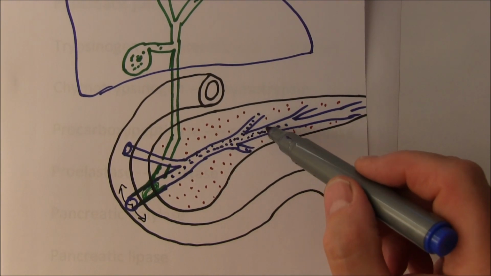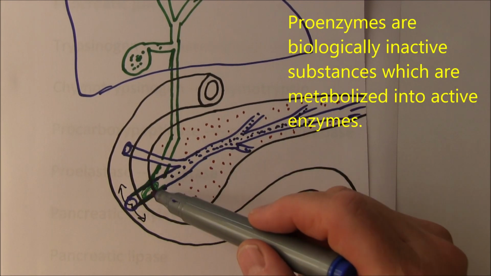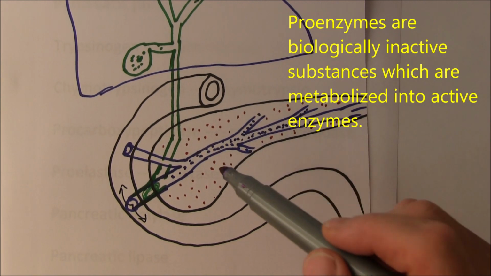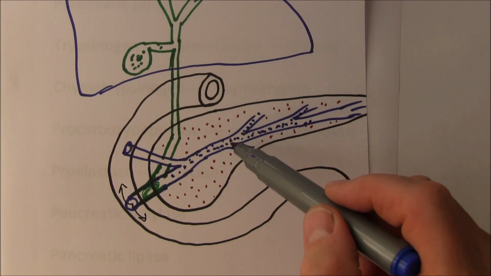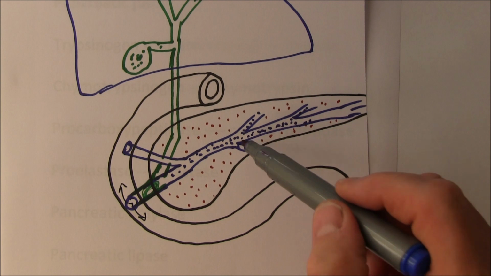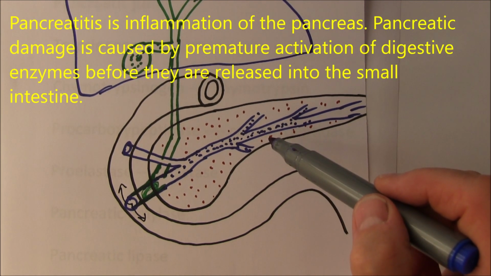Now we'll see that these are produced as proenzymes, inactive enzymes, but if there's an obstruction, then these enzymes can become activated, and that can mean that the pancreas will start digesting itself. This is a remarkably painful condition. This is the pathophysiological basis of pancreatitis. It's an auto-digestion of the pancreas.